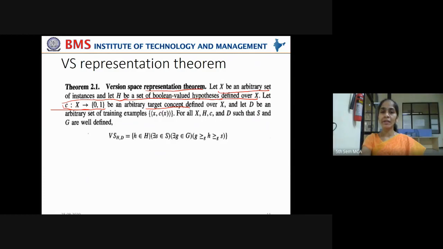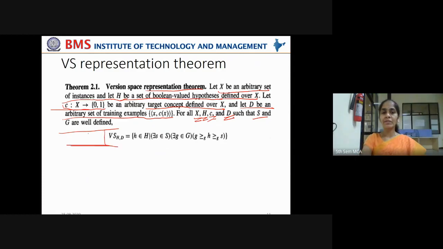Let C be an arbitrary target concept defined over the set of instances X, and let D be an arbitrary set of training examples of the form X and C of X. Now, for all X, that is the set of instances, for all H, that is the set of hypotheses, for C, that is the target concept being learned, and D, the set of training examples, such that S and G are well defined, meaning the general boundary and the specific boundary are both well defined. Most general hypothesis boundary and most specific hypothesis boundary, both are well defined.